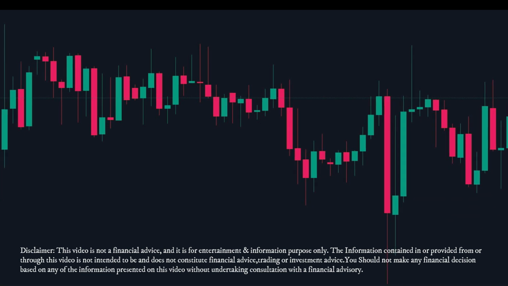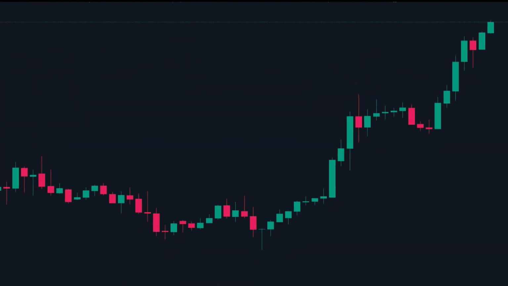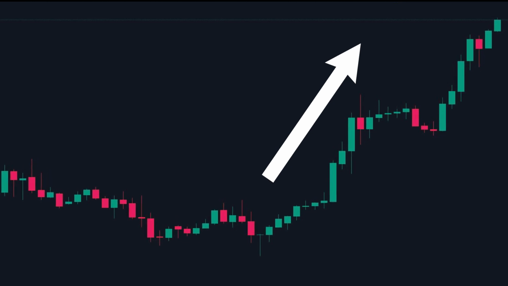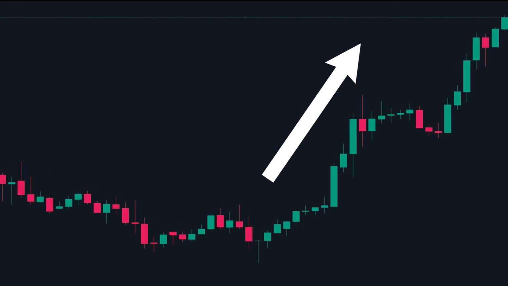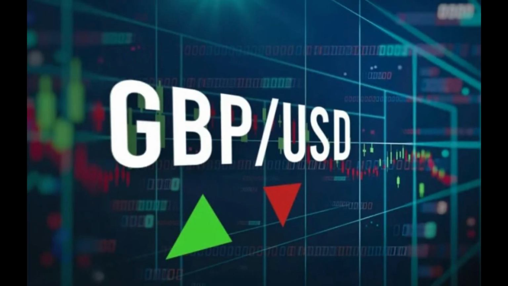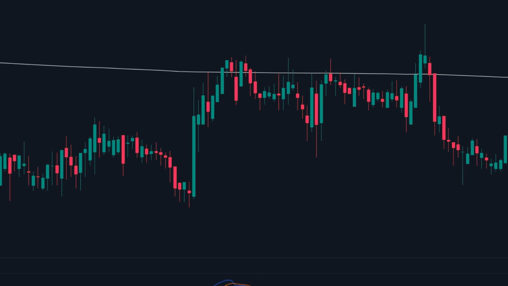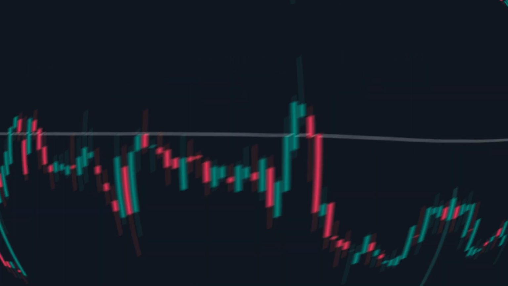If you have a look at this first chart, you can clearly see it is very choppy. And if you look at the second chart, it is clearly visible that it is currently trending. So if your favorite pair is EUR/USD or GBP/USD, if it is not trending, then you need to find some other pair. And our next step is to set up the chart.